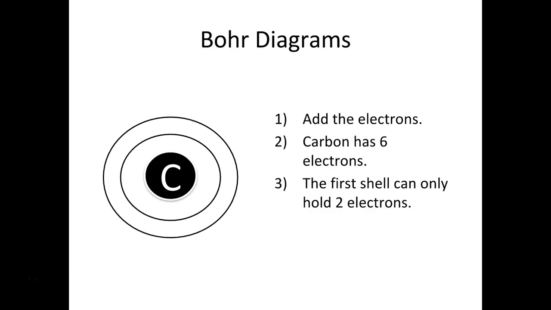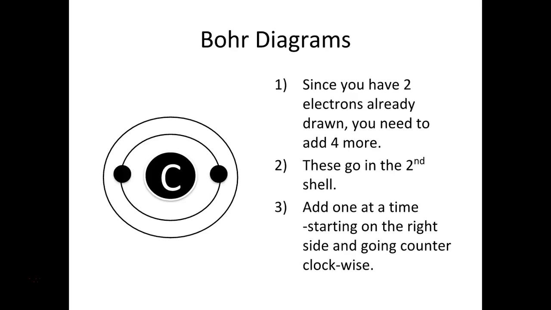Then you add your electrons. Carbon, we saw, needed 6 electrons. You draw in the electrons based on the maximum number that those shells can hold. So carbon can hold 2 electrons in the first shell. And you generally start drawing at like the 3 o'clock position. And then you move yourself clockwise, I think.